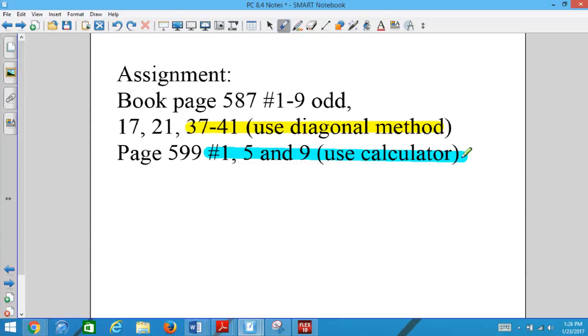For 37 to 41, there are specified directions, meaning don't follow the book directions, follow these directions. Same thing with 1, 5, and 9. Follow those directions, not the book directions. The other numbers that don't have special directions, just follow the book directions, okay? So some of them you will be doing by hand, and some of them, if it specifies or if the book says, you'll be using a calculator. You have lots of time to start.